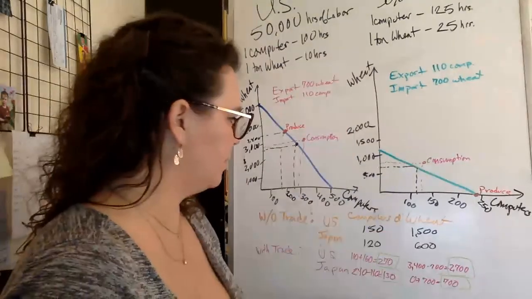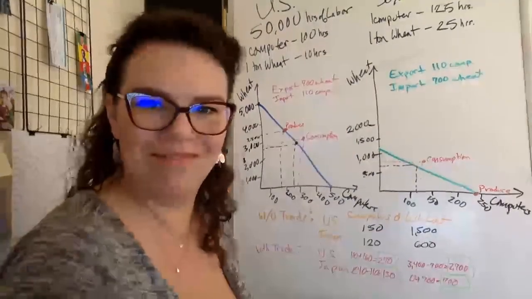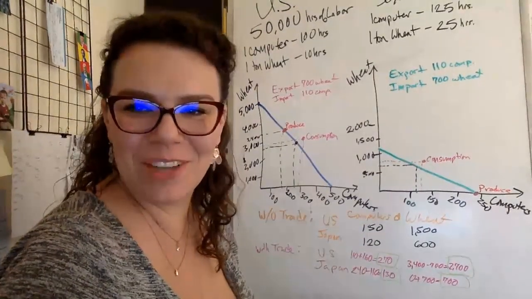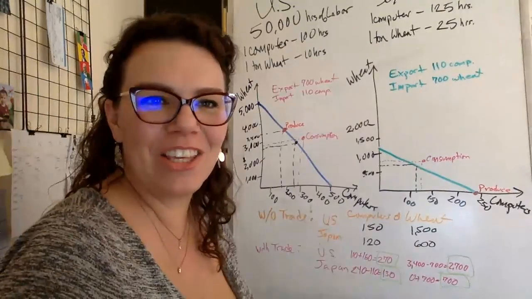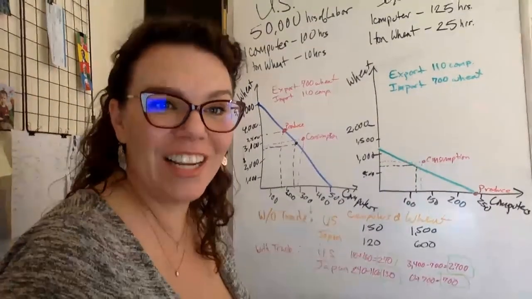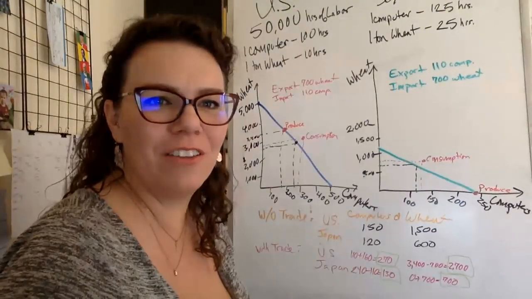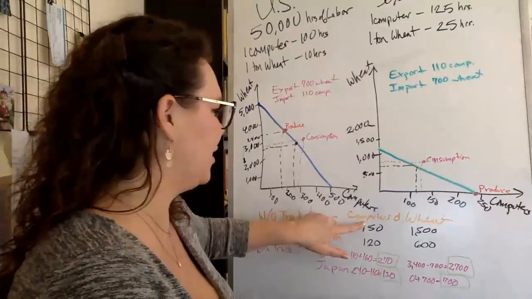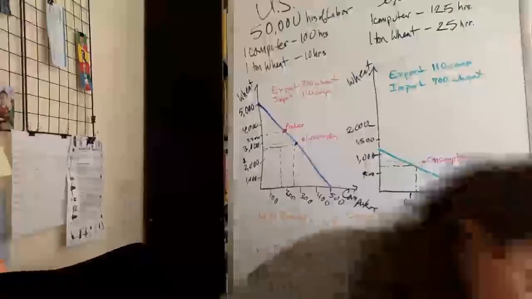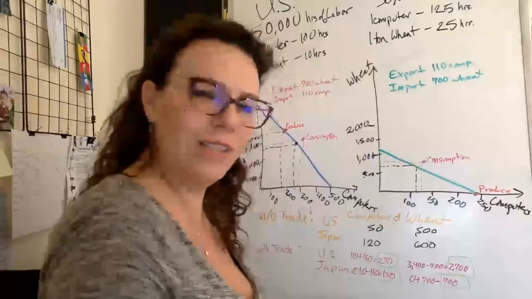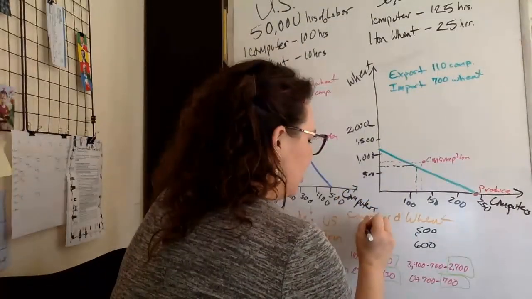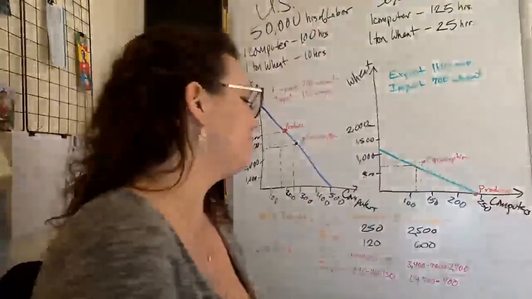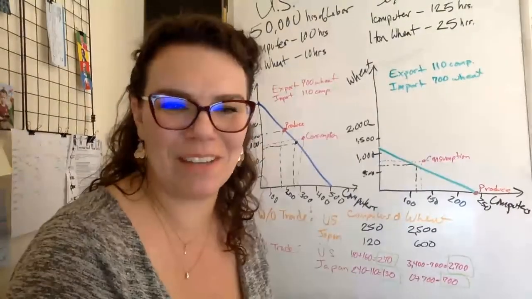This is wrong. I don't want to go back and remake the whole movie, so I'm just going to go ahead and fix this right here. The US's consumption point without trade was not 150 computers and 15,000 computers, right? It was 250 computers and 2,500 tons of wheat. That was wrong this whole time. And that's the hardest thing about teaching to no students, there was no one to yell at me, hey, you're wrong, your math is wrong. That's right. Sorry about that. I know that was confusing.